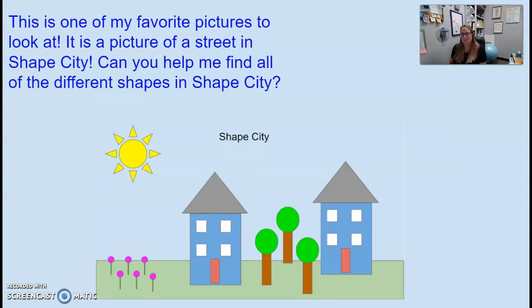So let's look at this activity. This is one of my favorite pictures. It's a picture of a street in Shape City. Can you help me find all of the different shapes in Shape City? I hope so. All right, let's get started.